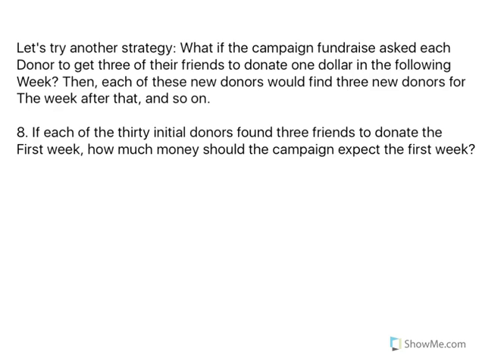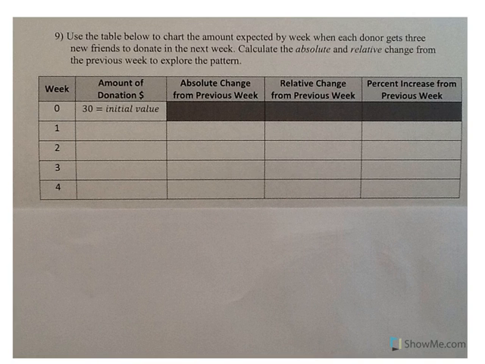The campaign fundraiser asked each donor to get 3 of their friends to donate $1. Then each of those donors gets 3 friends after that, and so on and so forth. So if each of the 30 donors found 3 friends, we would have 90 donations in the first week, right? Because you have 30 people, and each one of those is bringing 3. So 30 times 3 friends each gives me 90 total donors. So if we're talking about our chart, those 30 people found 3, and we had 90.